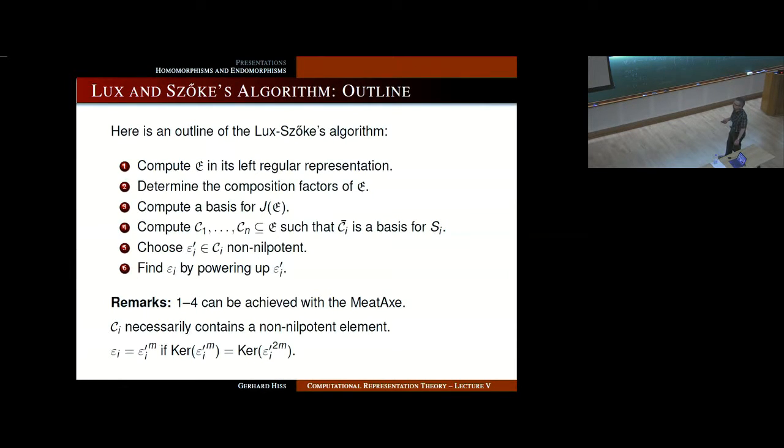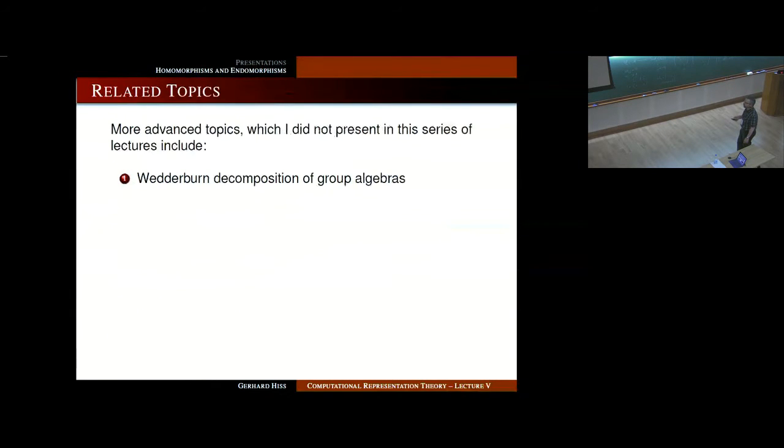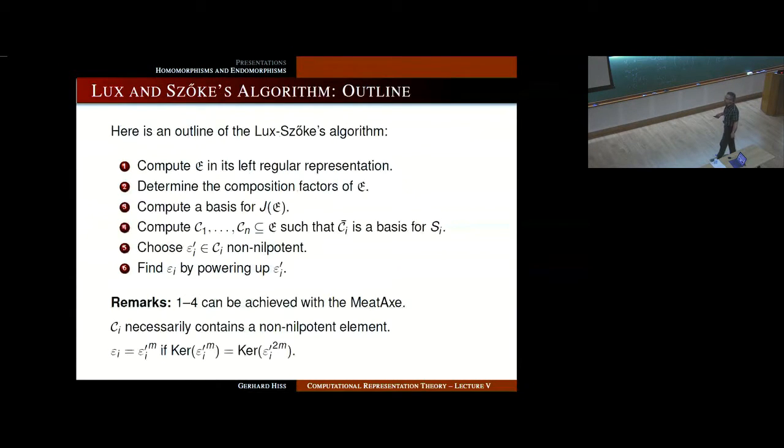And then this epsilon I stabilizes. So you can take this M, which has the property that the kernel of epsilon I prime to the M is the same as the kernel of epsilon I prime to the 2M. Yeah? So you know when you have found your epsilon I. So these are all matrices, and these things you can just read off from their rank or minimal polynomial or from their normal form.